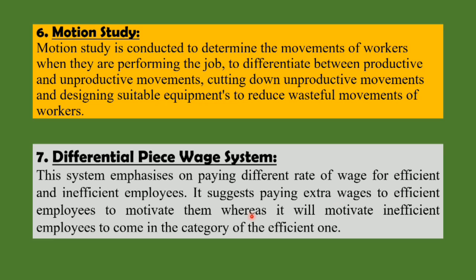If the worker produces the standard product in a standard time, then he will be given more wages, and if he doesn't do the work on time, then he will be paid less wages. So this is what a differential piece wage system says. So these were the techniques which were developed by F.W. Taylor.